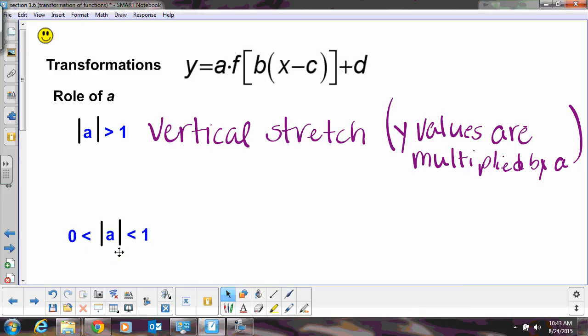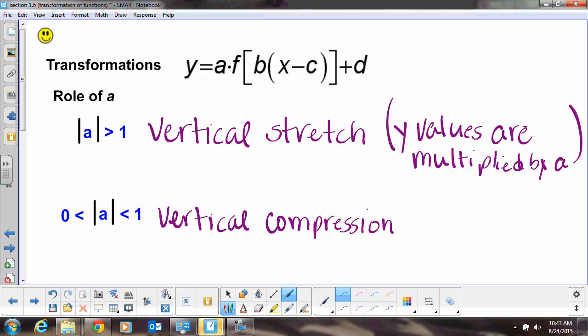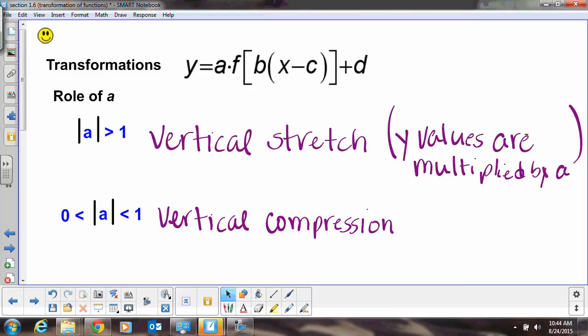Now, this is saying if the absolute value of A, again, ignoring the sign of A, is between 0 and 1, then you're going to have a vertical compression. Vertical stretch means it moves closer to the y-axis. Vertical compression means it moves away from the y-axis. And again, this piece right here, it's A.